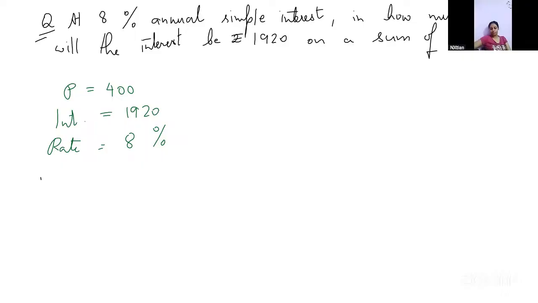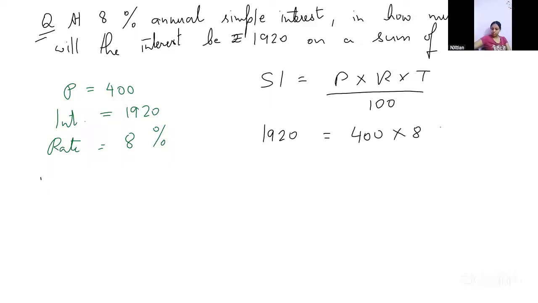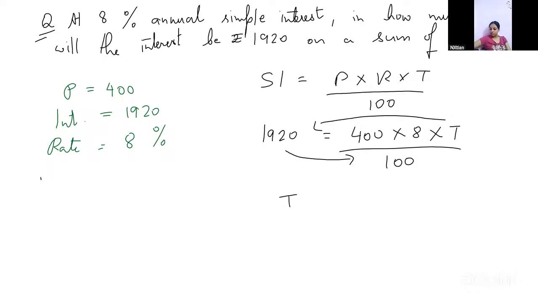We use the formula SI equals P into R into T upon 100. Your SI is 1920, P is 400, and R is 8. This I have to bring this side and the T I will take that side and it will be a reciprocal. So T is equal to 100 into 1920 by 400 into 8.